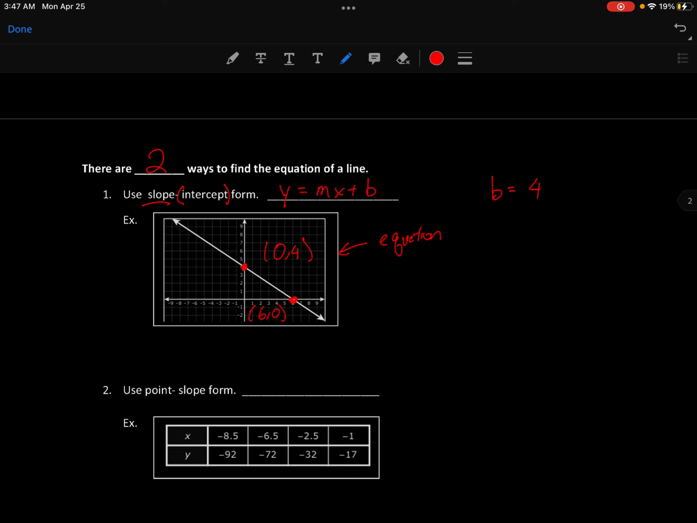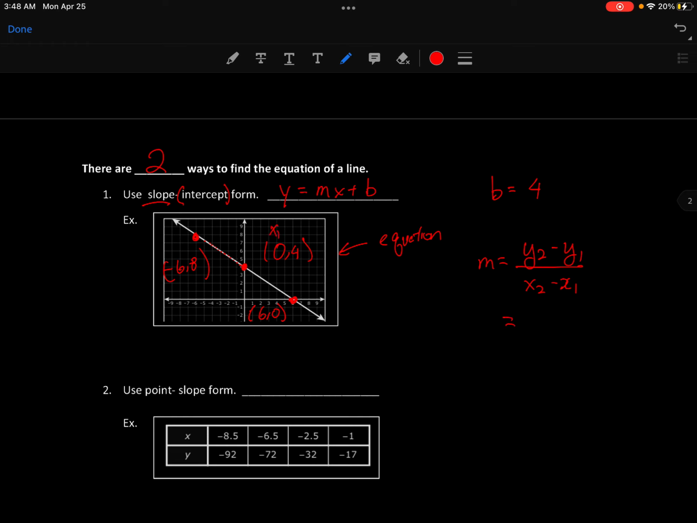Try to find any point along the line where it crosses right through the middle. You could have used this one. You could have also used, if you follow along on this line, maybe like right here, negative 6, comma 8. So the slope of this line can be represented by y2 minus y1 over x2 minus x1.